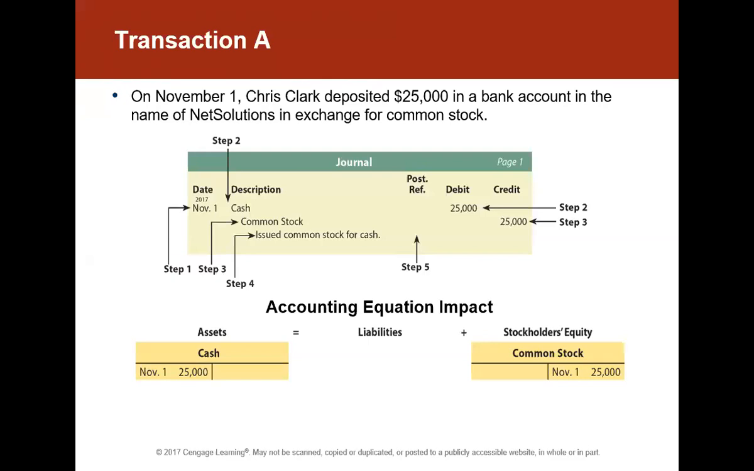Then we list our debit account first. The debits are always listed first. We have cash, and we put that in the debit column, 25,000. Common stock's our credit account. Notice we indent just a little bit. That just helps us show that it's a credit. And then that 25,000 goes as a credit. Here it's showing you in your accounting equation in a T account what that looks like. Assets increased, debit 25,000. Equity increased, credit of 25,000.